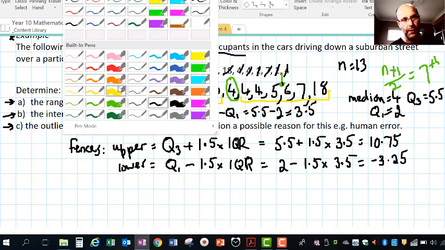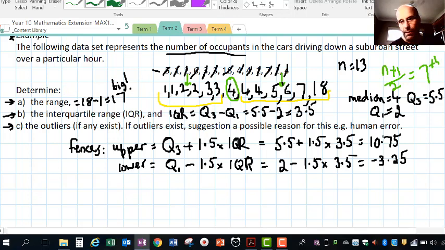So I'll get a color I haven't used yet. Get this darker green. And let's mark in where the fences would go. So 10.75 would be there, in between those two values somewhere. All right, just vaguely there, and negative 3.25 is below the 1. So with those dark green zones, what data is within the fences? I'll mark that in here in this purple color. All of this data here, stop at the next fence. So everything except for the 18 is in there.